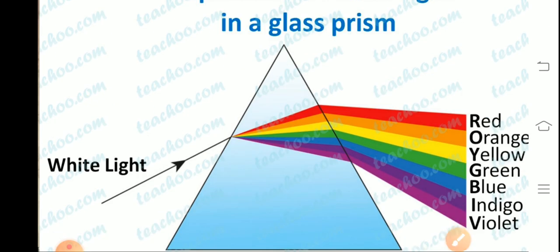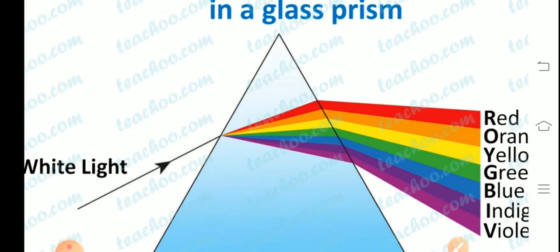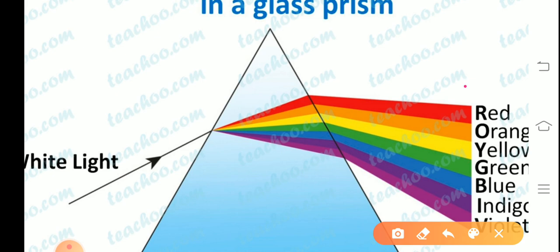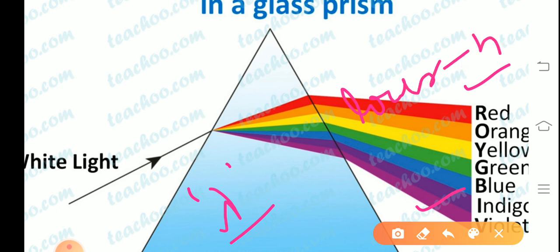Yes, you know that this red color has the longest wavelength, whereas violet color has the shortest wavelength, which is represented by the Greek letter lambda. Okay, red color has a higher wavelength, violet color has a shorter wavelength. As red color has a higher wavelength, it has a lower refractive index, whereas violet color has a higher refractive index. Got it?